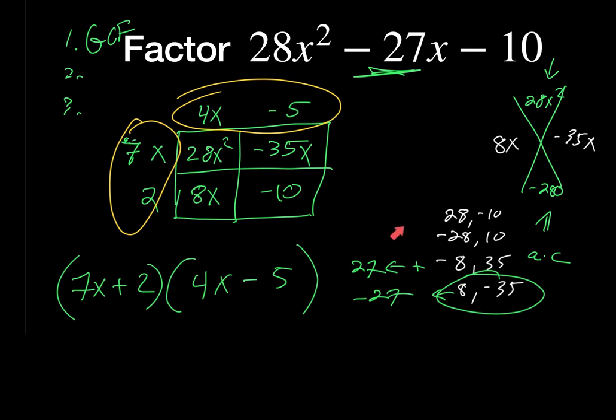Once I found them, I went to my box. So again, remembering in the x, what goes in the upper part, that's the first term. The bottom is the last term times the first term, 28 times negative 10. And then I'm looking for numbers that multiply to that product and add to the middle term. Then in the box, first term, last term, and the two things I found from my x. And then I have to go through and try to do some factoring again there.